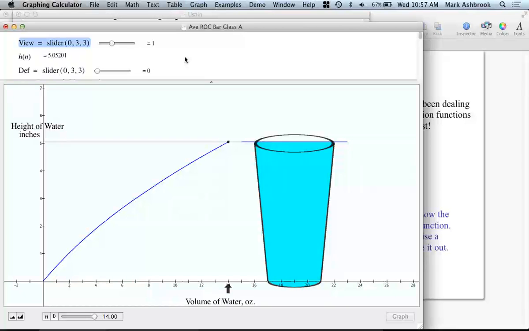So from 0 to 14 ounces, what's the average rate of change? And so I'm showing you the height right here, 5.05. The current value of height is 5.052 inches when you hit 14 ounces of water in the glass. So find the average rate of change of height with respect to volume. Go, find the average rate of change of height with respect to volume.